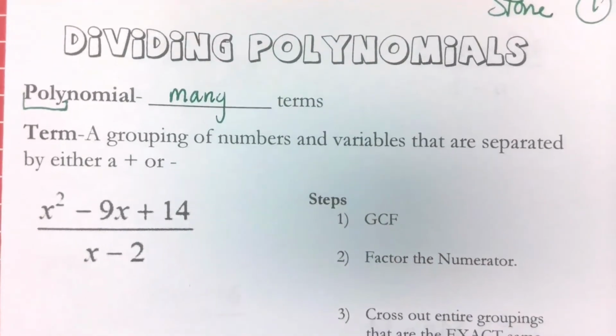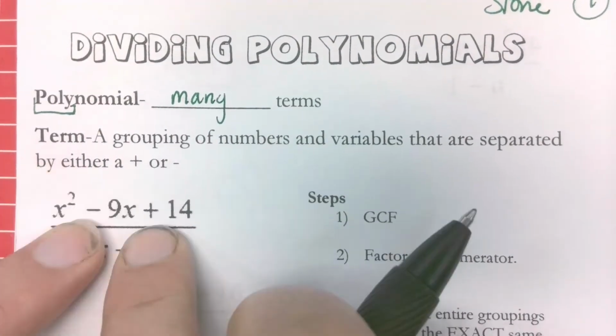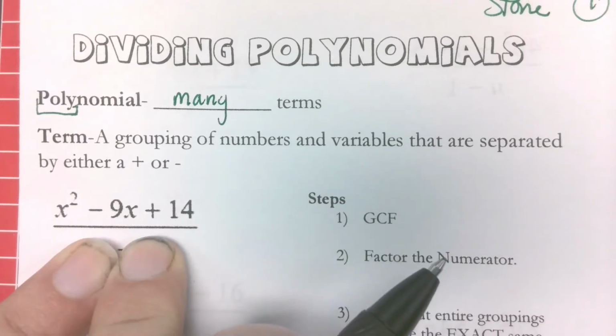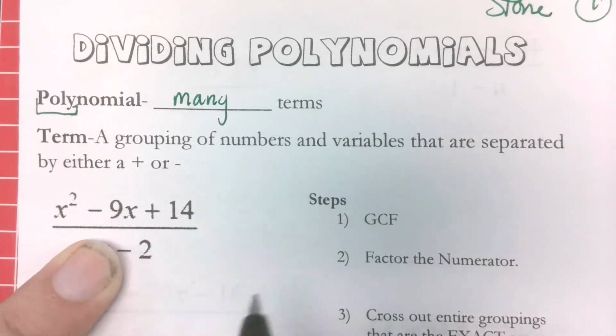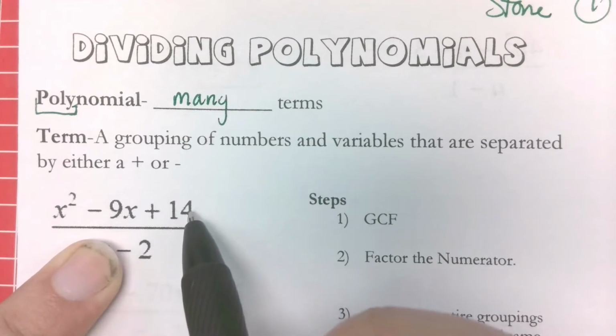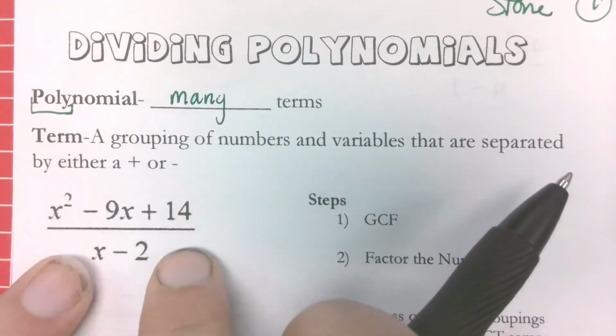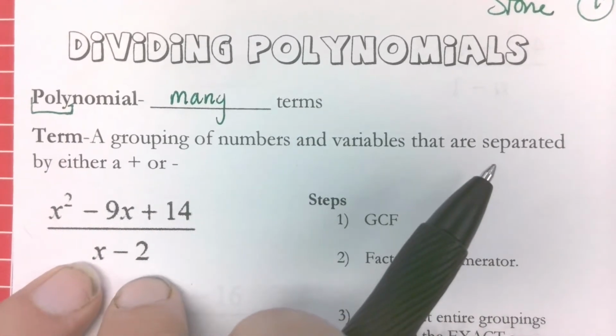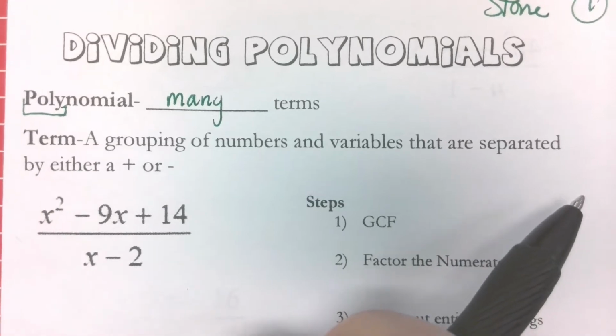Okay, so first thing we need to know is what is a term? A term is simply a grouping of numbers or variables. So in the top there, how many terms do we have? How many groups do we have that are separated by a plus or a minus? Yeah, 1, 2, 3 terms. How many terms in the denominator? 2. Okay.